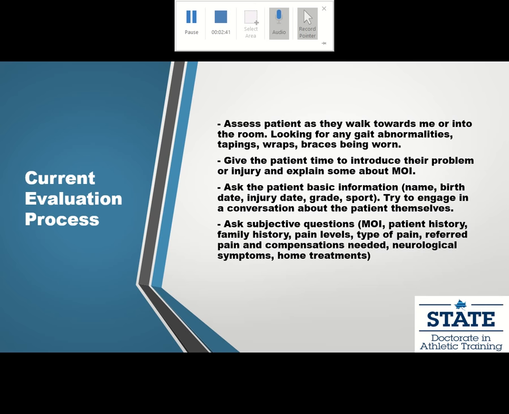I would also ask about family history, especially with chronic ankle injuries, which could have been inherited, say weak ankles from their mom or dad or someone in their family. If the family has a similar issue, that's always good to know. I also ask about the typical pain levels, visual analog scale specifically.